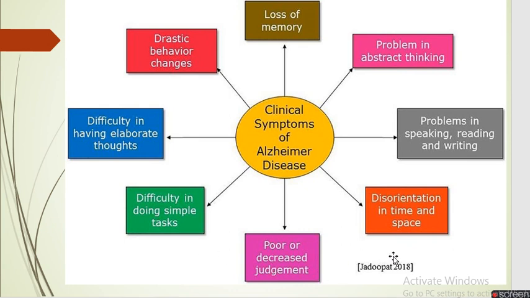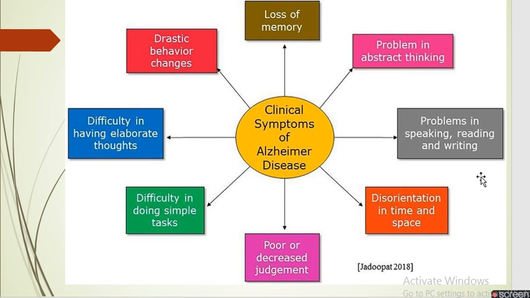Then there is poor or decreased judgment. What does it mean? It means the patient cannot judge things properly. Patient's judgment becomes disturbed. Patient becomes disoriented in time, place and person. Patient doesn't know what the time is now. Patient doesn't know who is around him or her and where he is. So the patient is unaware.